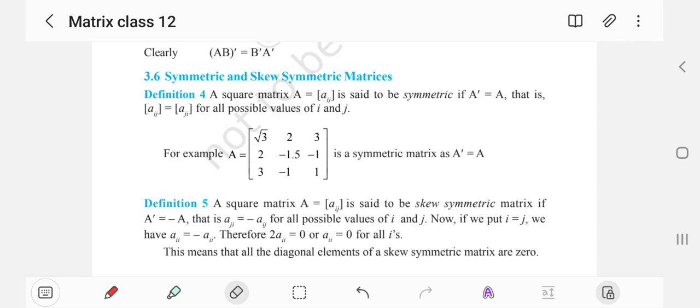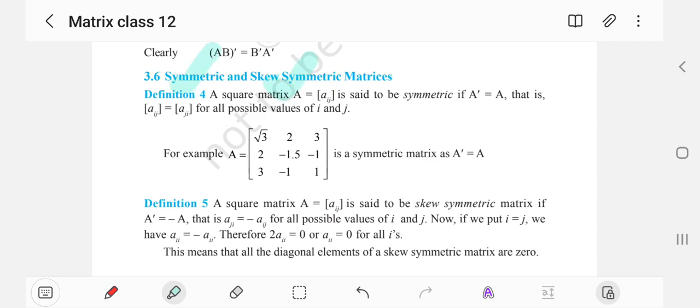The examiner can ask you whether a matrix can only be symmetric or skew symmetric. You will say no, the matrix can be skew symmetric, it can be symmetric, and it can be neither of the two. It can be a simple matrix. The very classic example of this is a rectangular matrix, right? So you are now equipped with both the tricks of symmetric matrix and skew symmetric matrix.